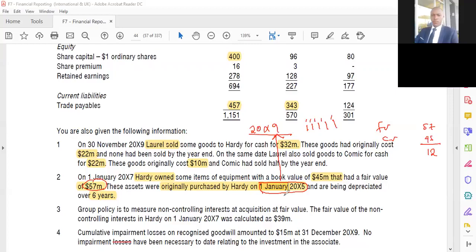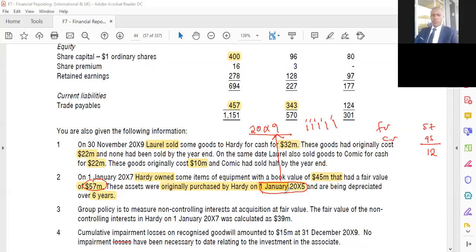So how many years are we talking about here? From 1st January, 5, 6, 7, 8, 9. It's 5 years. Are you sure? Yes, it's 5 years.